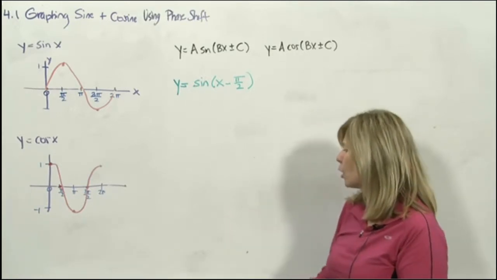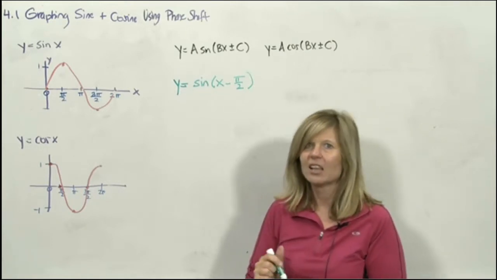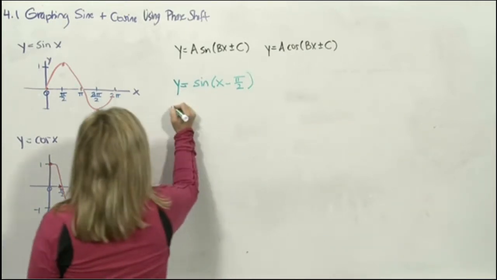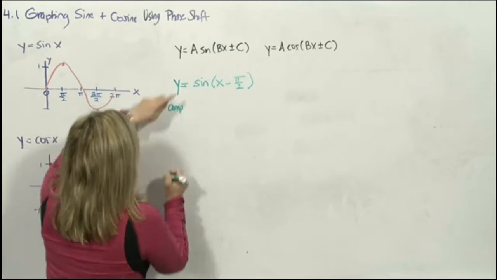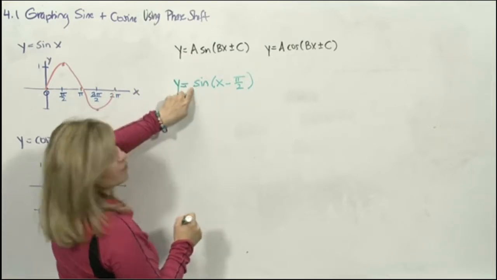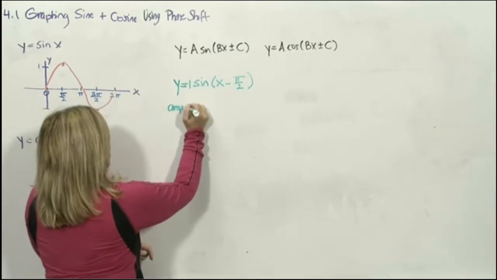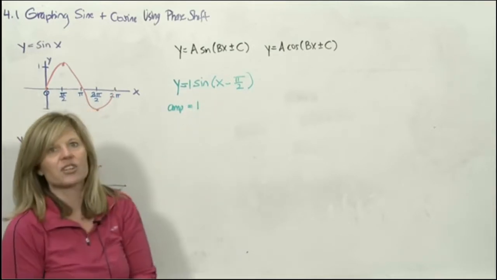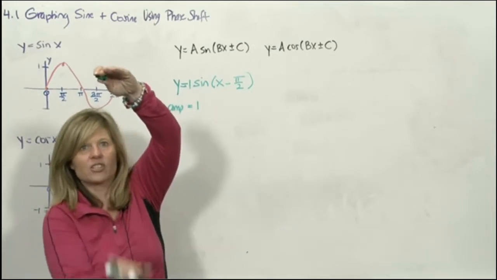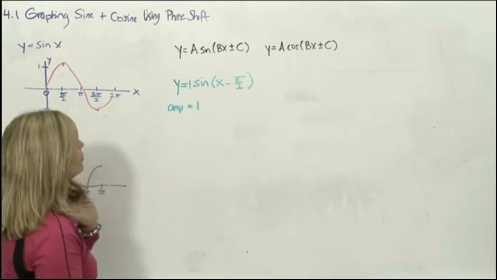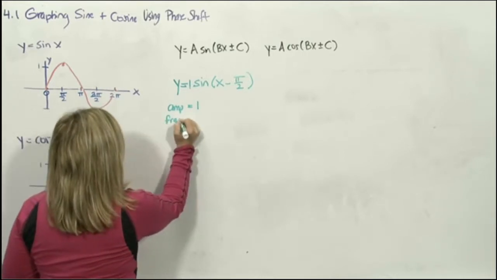So I'm going to go through it. I'm a creature of habit. I love to write everything out. What is my amplitude? My a value is in front of the trig function. It's understood to be the 1. So I know the height is going to stay positive 1 and it's going to go as low as negative 1.